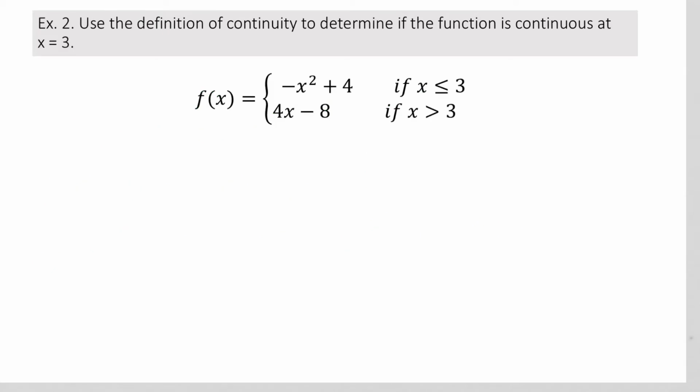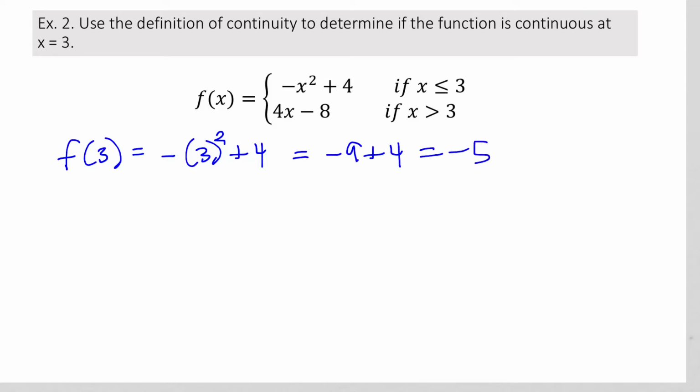Here's another example. We're going to use the definition of continuity to determine if the function is continuous at x is equal to 3. So looking over here, you have a little line right here, which means you're going to use this piece of the function to find the value of f of 3. So f of 3 is going to equal negative 3 squared plus 4. So that's negative 9 plus 4, that's negative 5.